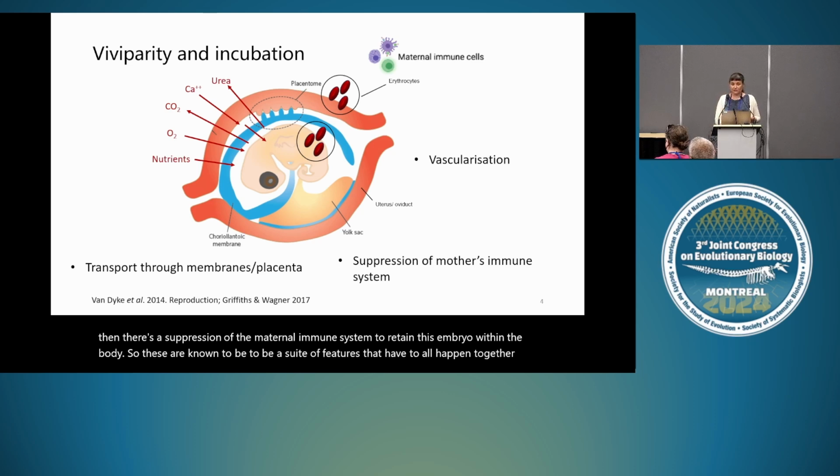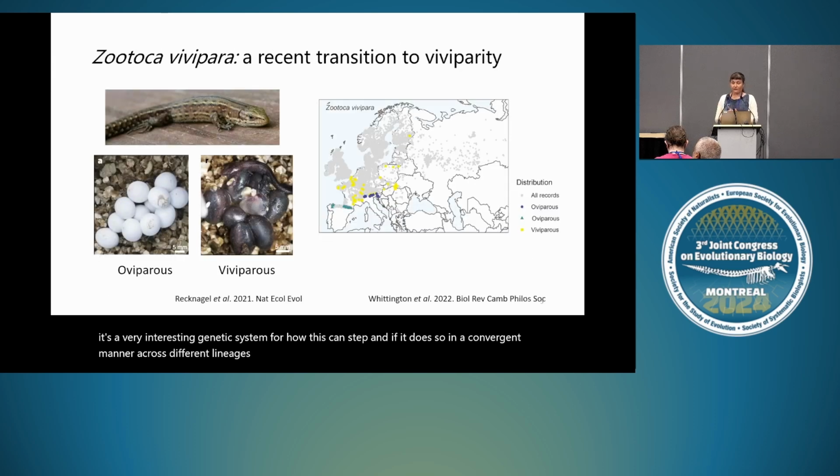So these are known to be a suite of features that have to all happen together. It's a very interesting genetic system for how this can step, and whether it does so in a convergent manner across different lineages. But so far we're a bit far from this as far as convergence. There are many different systems to investigate, but we're at very early stages of understanding these genetics.